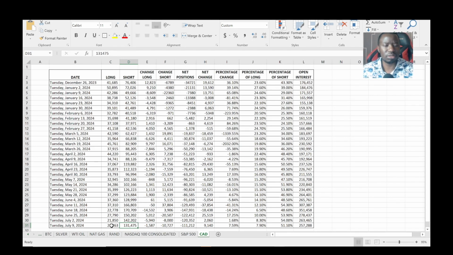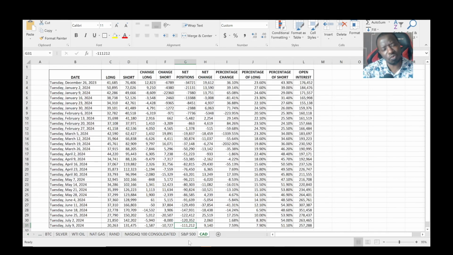And so we see that the long positions they have are just a minute 20,000 positions, compared to the 131,000 short positions. And so they are shorting more of this and buying more of the US dollar. They are shorting more of the Canadian dollar and buying more of the US dollar. And if you look at the net positions, it's minus 111,000. That's a huge negative figure against the Canadian dollar.